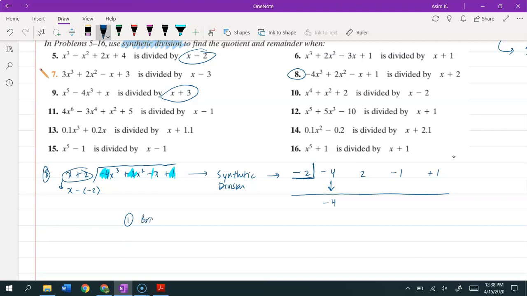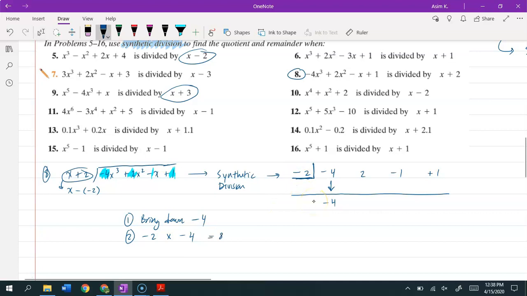Is bring down the -4, just so you can keep track of what we're doing. All right, step number 2, you're going to multiply the -2 and the -4. So the -2 out here, you're going to multiply it to the -4 in here. And when you do that, you end up with a positive 8.